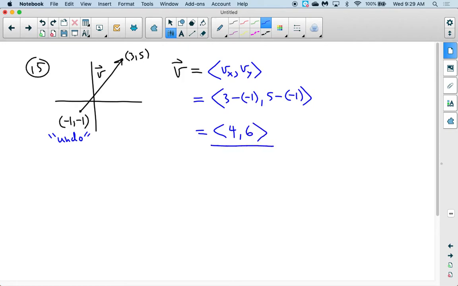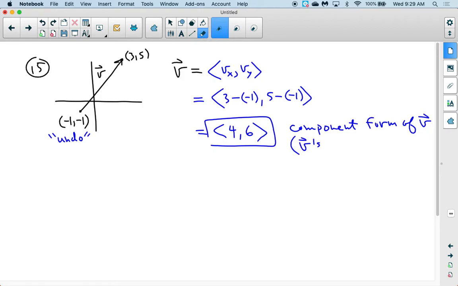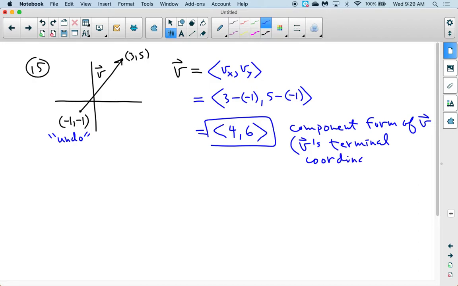All right, this would be the component form of v. Right? It's v. These terminal coordinates. Let me try to write that here for you guys. Terminal coordinates in standard position.